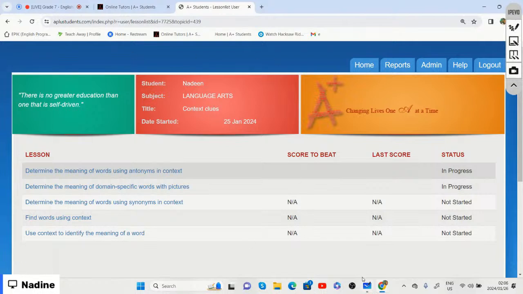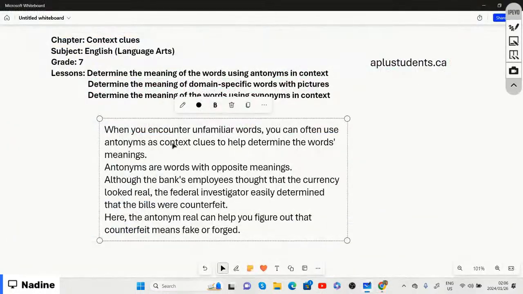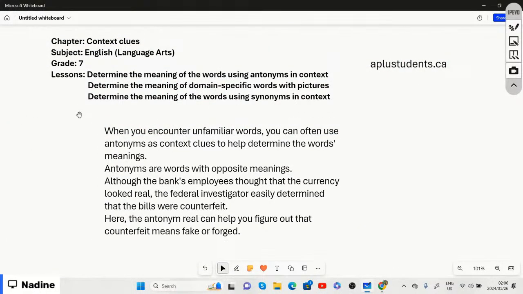All right, so we're doing context clues. Our chapter is context clues. Our subject is English, which is language arts, grade 7. The lessons we're going to focus on under the chapter of context clues are: to determine the meaning of words using antonyms in context, to determine the meaning of domain-specific words with pictures, and to determine the meaning of words using synonyms in context.